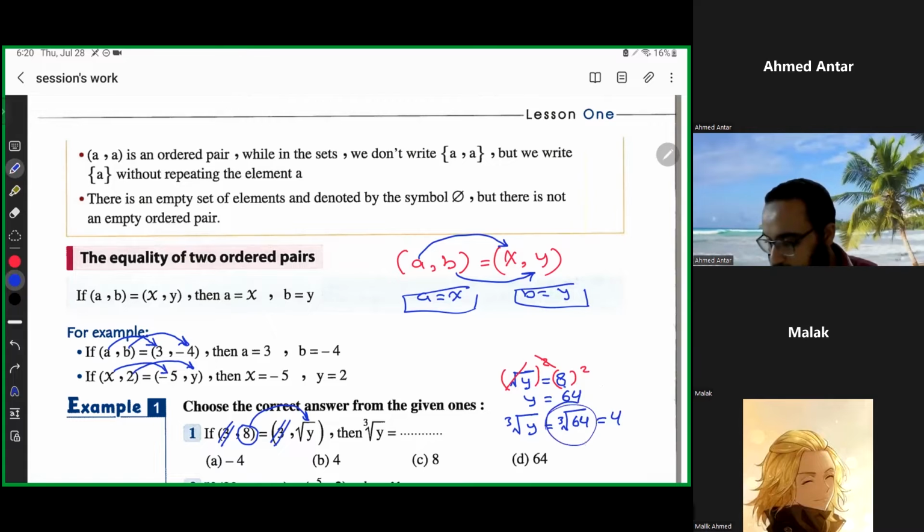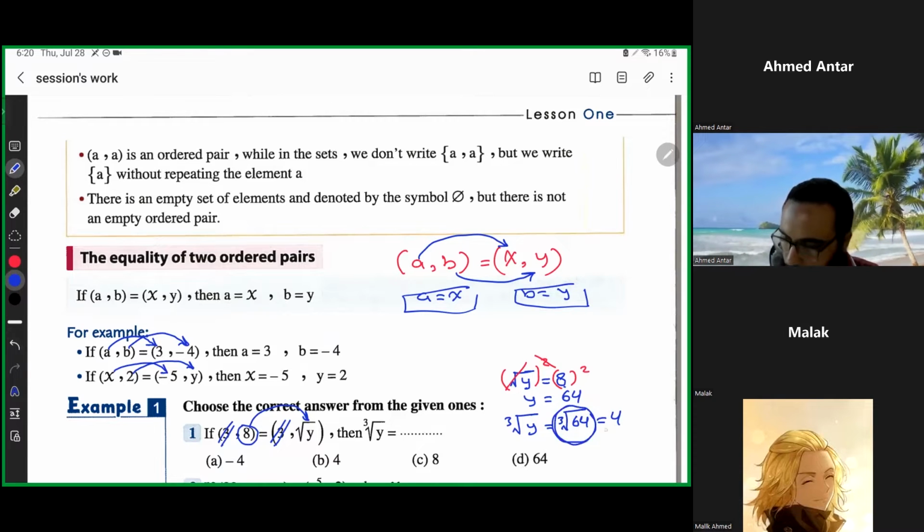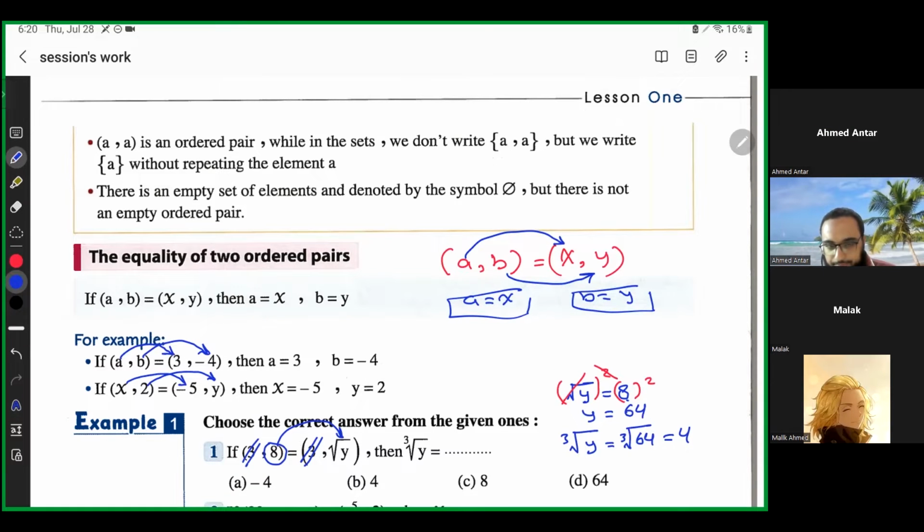كيوبيك روت بتاع 64 معناها عايزين رقم تايمز نفسه 3 مرات يديني 64. ممكن تعمليها على الكالكليتر، اللي هي 4 تايمز 4 تايمز 4. يبقى احنا بنجيب هنا كيوبيك روت مش سكوير روت. تمام؟ فهمتها خلاص. تعرفي تكتبي على الكالكليتر كيوبيك روت ولا لا؟ أنا لسه بعرف أعملها.